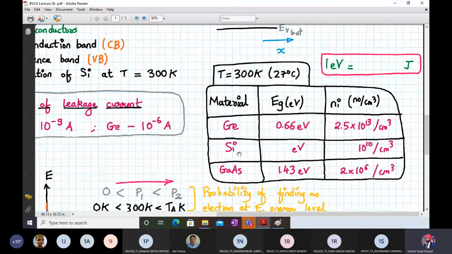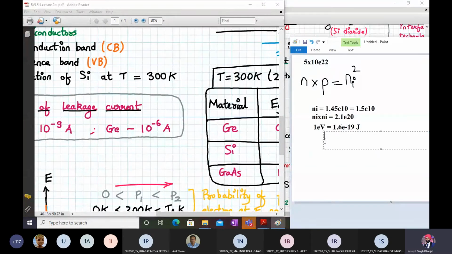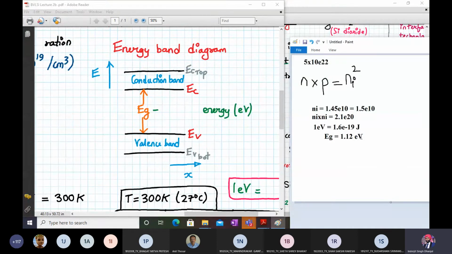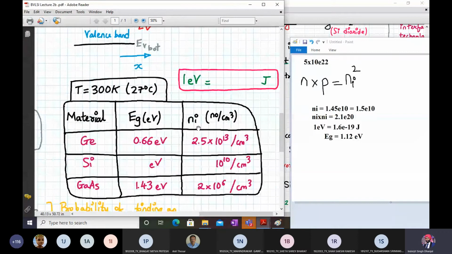For silicon, Ni we already know: Ni is 1.45 into 10 raised to 10 per centimeter cube. What is the band gap energy? The band gap energy for silicon, Eg, is given by 1.12 electron volt. Please note this number down. It is the difference between the conduction band and the valence band for silicon. For a majority of our syllabus, we are going to stick to silicon, so it's very important to know its band gap energy. The value is 1.12 electron volt. That's the number you have to note down. And Ni for silicon is 1.45.